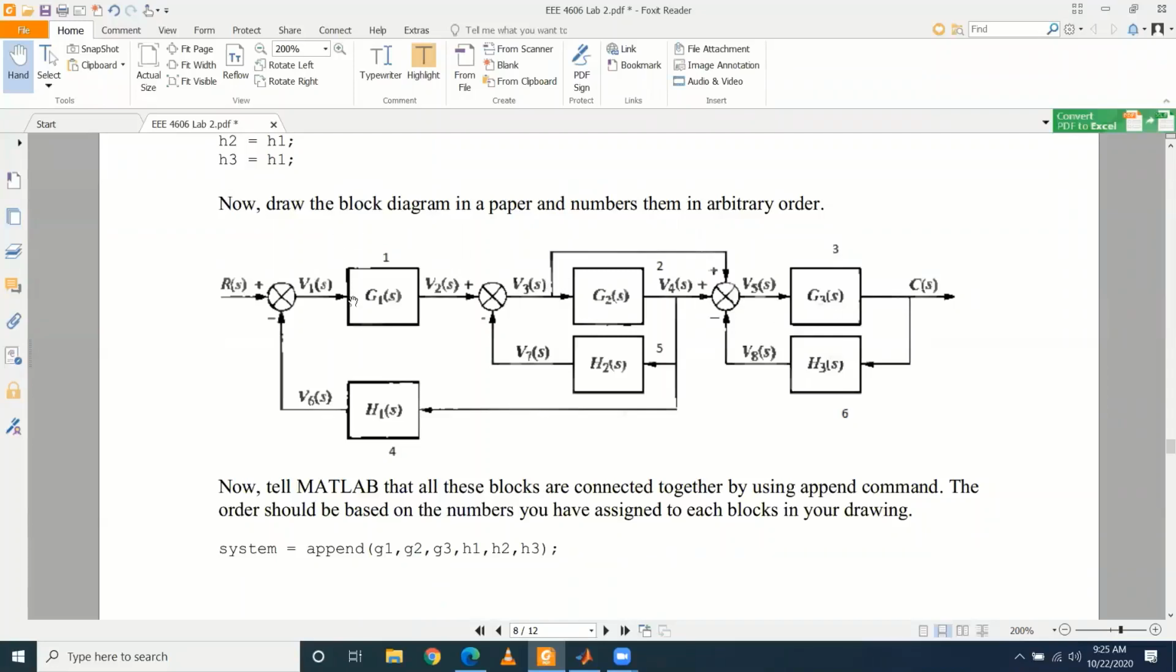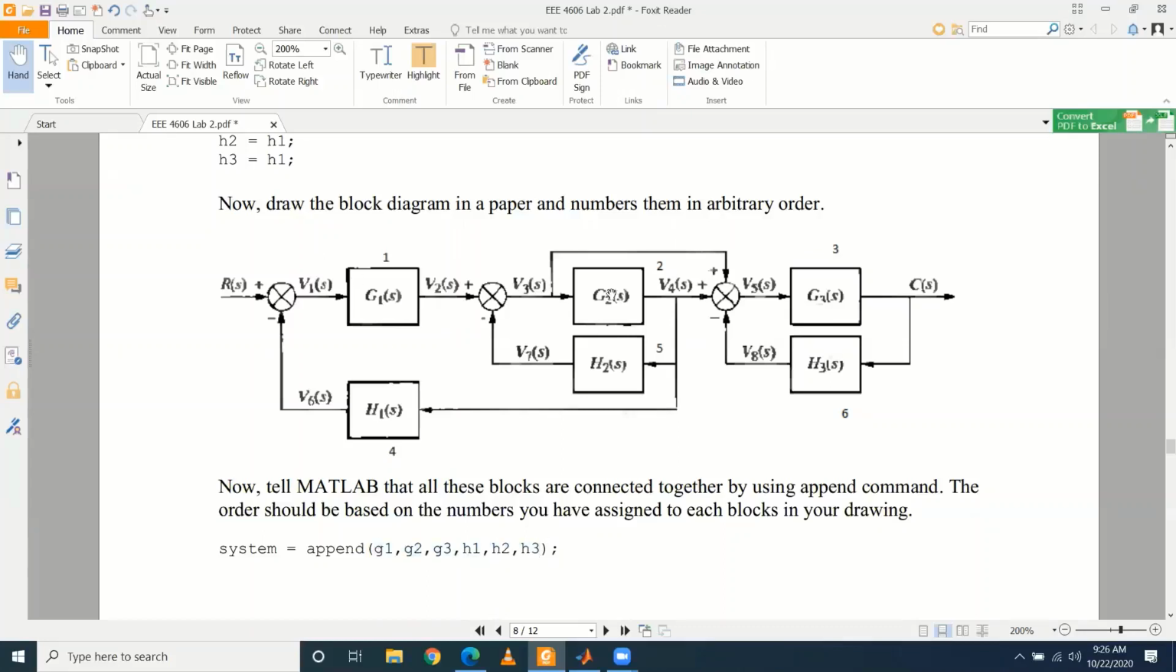So in this case, we have given G1 as 1, G2 as 2, G3 as 3, H1 as 4, H2 as 5, H3 as 6. And you have to use this same order in this append command. So G1, G2, G3, H1, H2, H3. You cannot change this order. You cannot write H1 before G3. You cannot write H2 before G1. You have to follow this order.